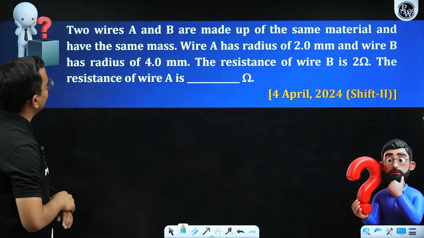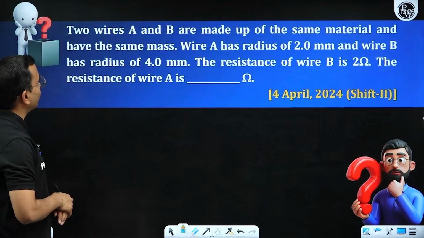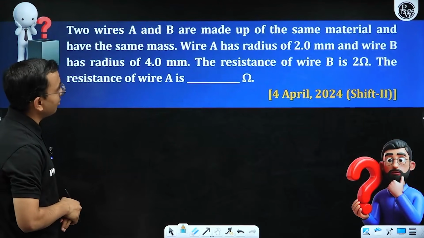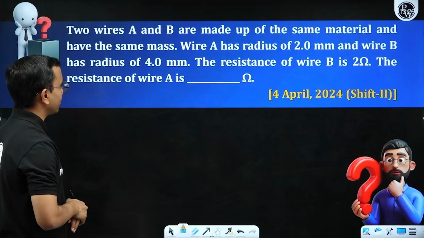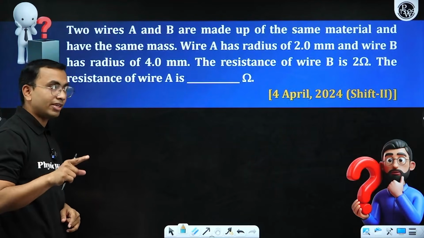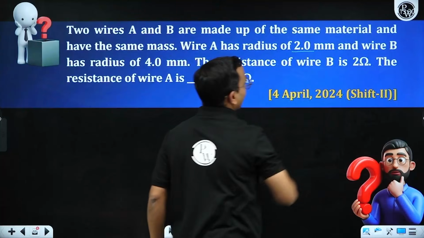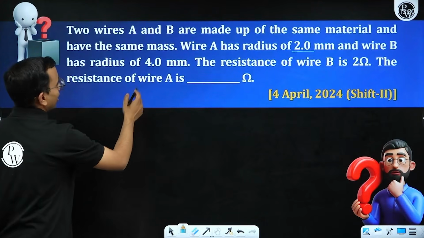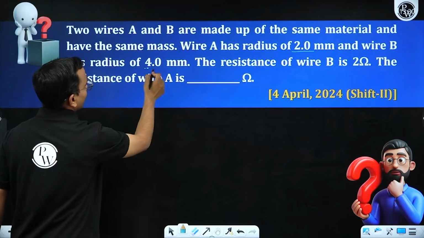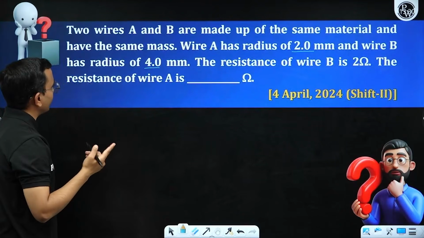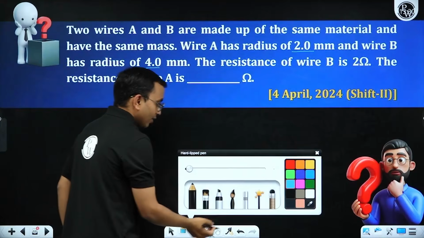Now let us do some questions on this. Two wires A and B are made up of the same material and have the same mass. Material is the same means the resistivity is the same. Wire A has a radius of 2 mm, wire B has a radius of 4 mm. The resistance of B is given to us. What is the resistance of A?